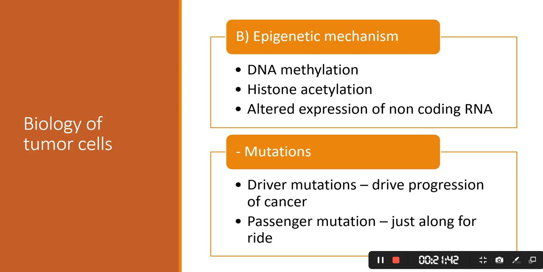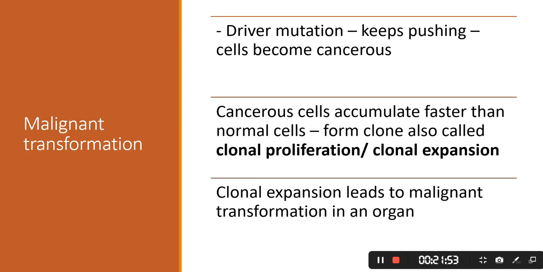Those are driver mutations. And the passengers will just be going along. Okay, you want me to stay here, I'll stay here. You want me to go into the baby cells, I'll go into the baby cells, stuff like that. Okay, that's passenger mutation. Now, driver mutation keeps pushing cells to become cancerous. Cancerous cells accumulate faster than normal cells. They form a clone, also called clonal proliferation or clonal expansion.